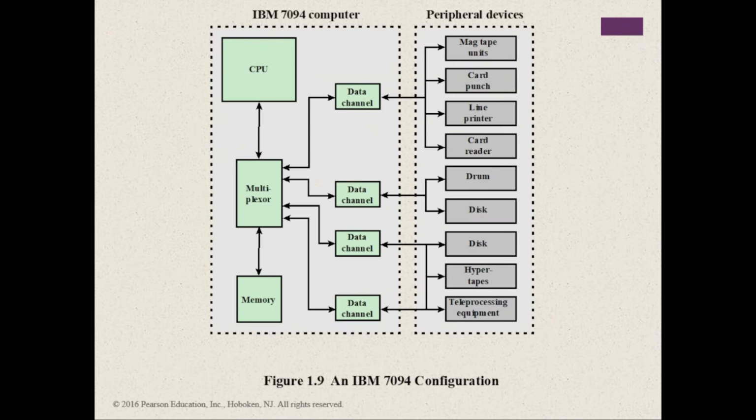So next we have figure 1.9, an IBM 7094 configuration. So let's see what this computer is about. It will be useful to examine an important member of the second generation, the IBM 7094. From the introduction of the 700 series in 1952 to the introduction of the last member of the 7000 series in 1964, this IBM product line underwent an evolution that is typical of computer products. Successive members of the product line showed increased performance, increased capacity, and of course, lower cost.